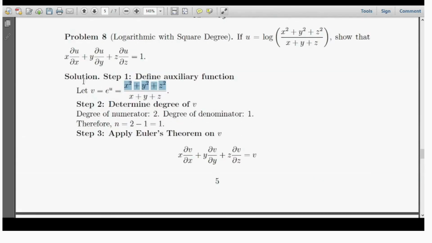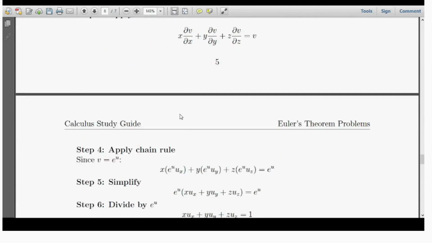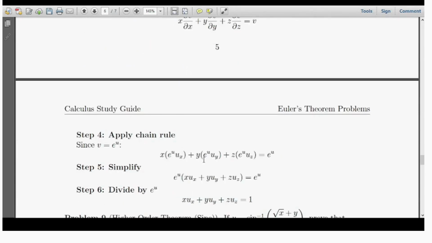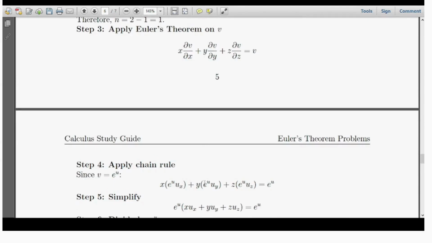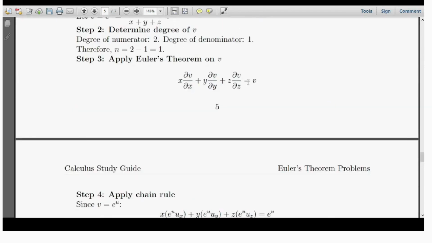And also remember that v equal to e power u. So substitute here v equal to e power u. So we will get e power u into u_x, means ∂v/∂x, plus y, e power u into ∂v/∂y, plus z, e power u into ∂v/∂z, which equals v, means e power u.